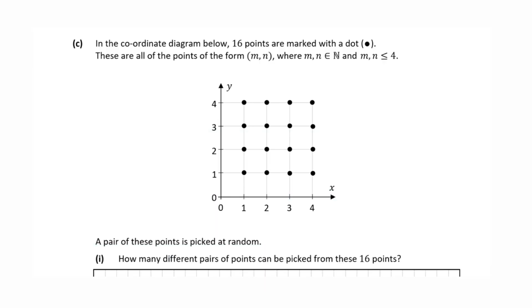So in part C of the question, they tell you in the coordinate diagram below, 16 points are marked with a dot. And all of the points are in the form m, n, where m and n are natural numbers and m and n are less than or equal to 4. And they tell you that a pair of these points is picked at random, and they ask you how many different pairs of points can be picked from these 16 points.